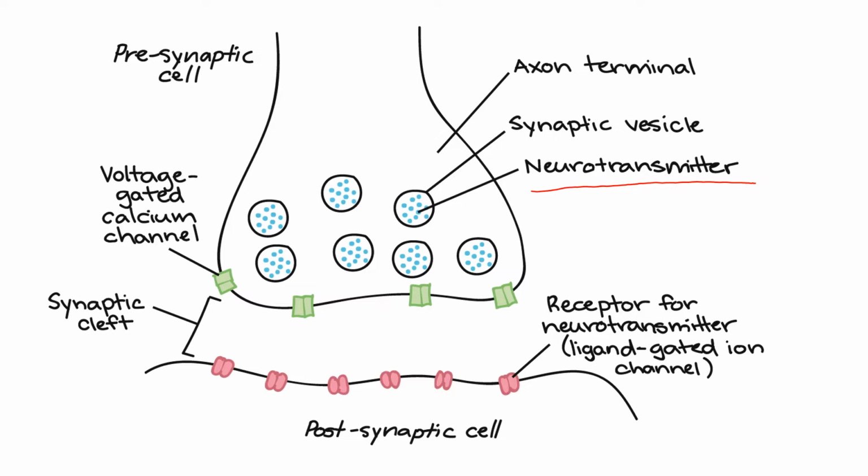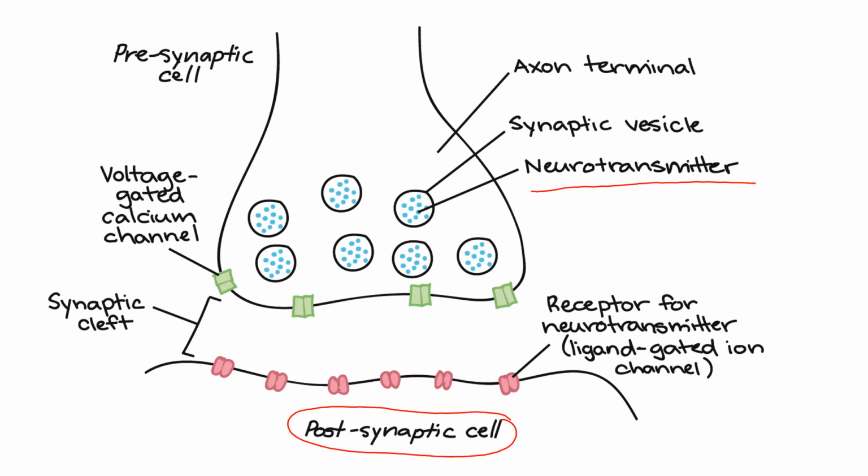And so down here we have this postsynaptic cell. So this could be any type of cell. When we talk about this, it's going to be an actual muscle cell, but this could be anything else depending on where it is and what it's doing.